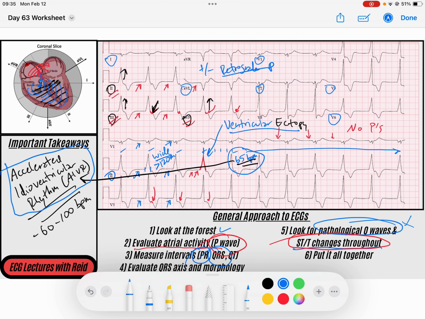When do we commonly see AIVR? AIVR is commonly post revascularization of a STEMI. So sometimes people that go to the cath lab, they have AIVR as a common and benign rhythm for them. And sometimes people have this and they're asymptomatic, and some people have this because they just have an ectopic focus and they need to ablate it in the cath lab, or in the EP lab, excuse me.